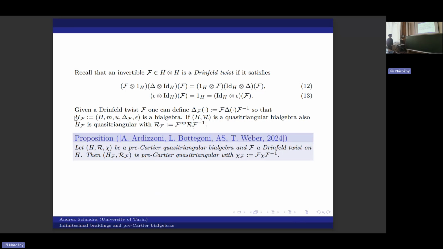H^F, say. And if the starting bialgebra is quasi-triangular with an R, you can also deform the R using the Drinfeld twist in this way here and obtain a new quasi-triangular structure. We prove a similar result. If we start with something which is not just quasi-triangular, but also pre-Cartier, so we also have a chi, we can consider the new quasi-triangular bialgebra. This becomes pre-Cartier by deforming chi using, again, the Drinfeld twist and its inverse.